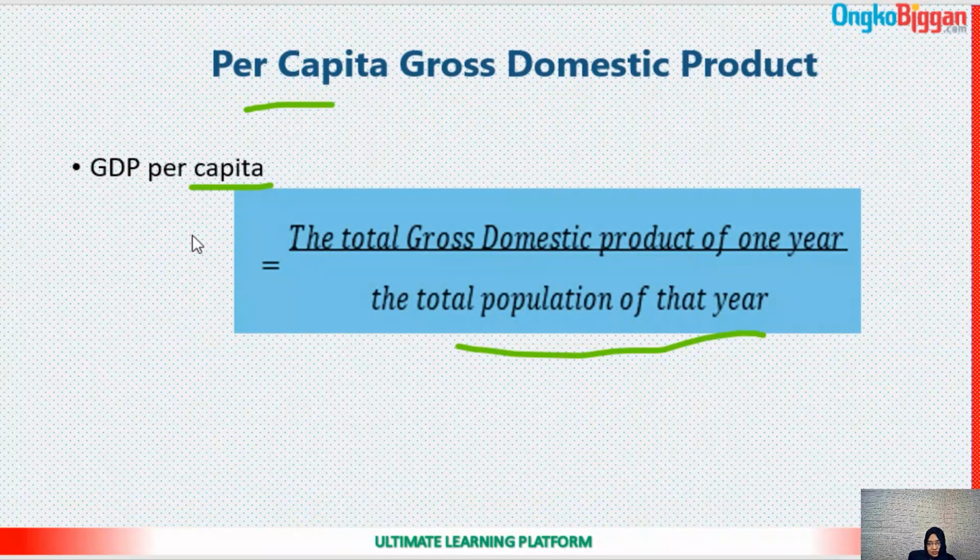Whenever we are dividing the GDP, which is measured for a specific year, that means one fiscal year, we are dividing the amount with the total population of the country in that year, and we are getting GDP per capita or GDP per person.